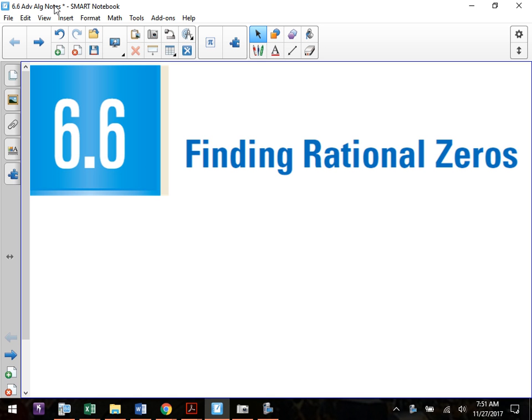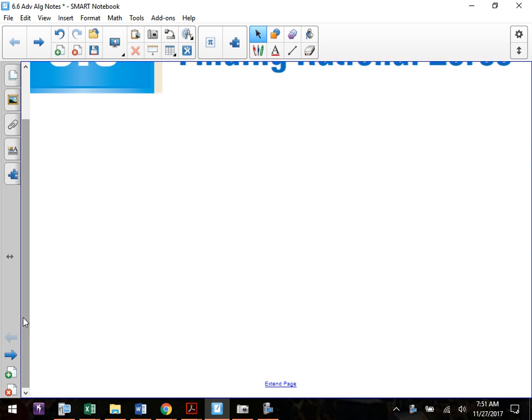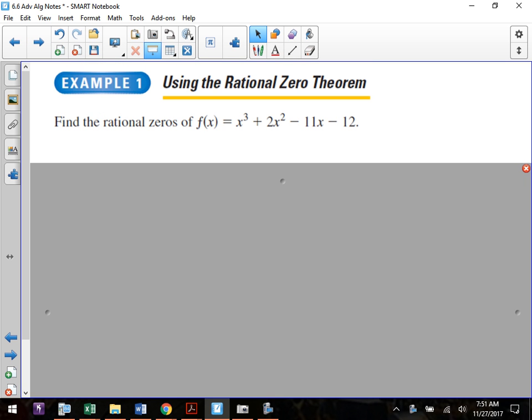I've kind of shown you guys a little bit of this throughout the past week or so. What happens with these whole rational zeros is that, if I want to figure out what the rational zeros of this polynomial are, we have a third degree polynomial, x cubed plus 2x squared minus 11x minus 12.